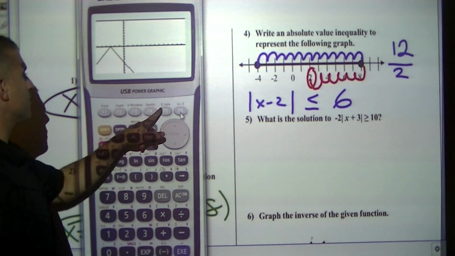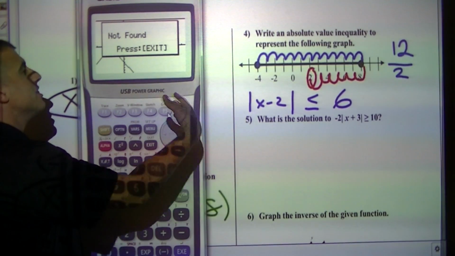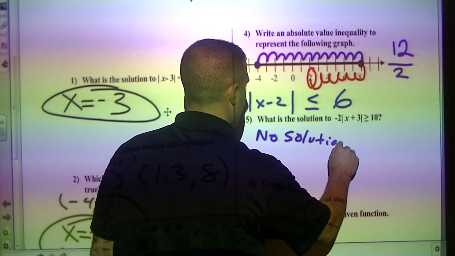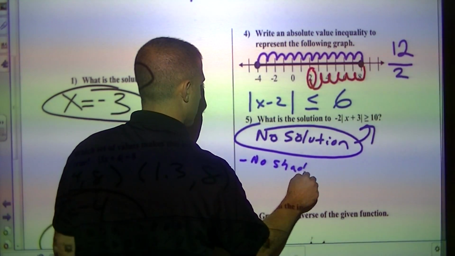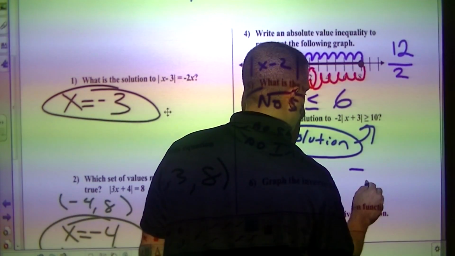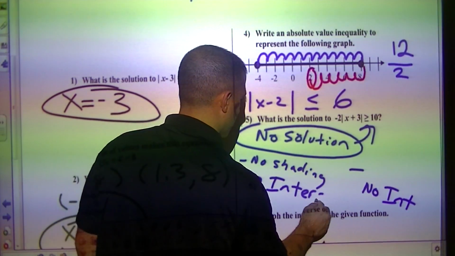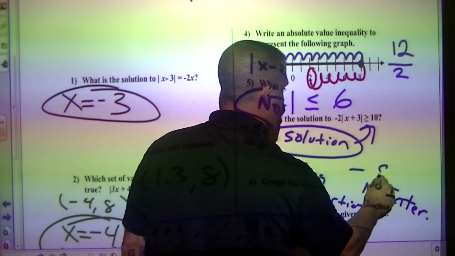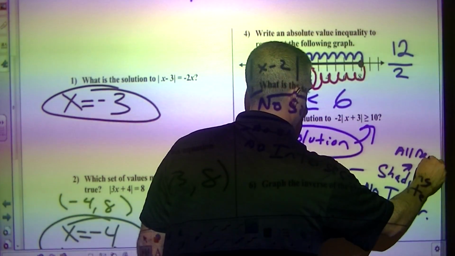Okay? Now, as you can see, G-solve intersection, I got no shading and no intersection. So this is going to be no solution. Okay? All right, that's the answer for this problem right here. No shading, no intersection. If you have no intersection, but you have, let me put intersection. Okay, enter. All right, intersection, and you have shading. Just to let you know, if you see this, that's going to be all reals. Okay, just to let you know.